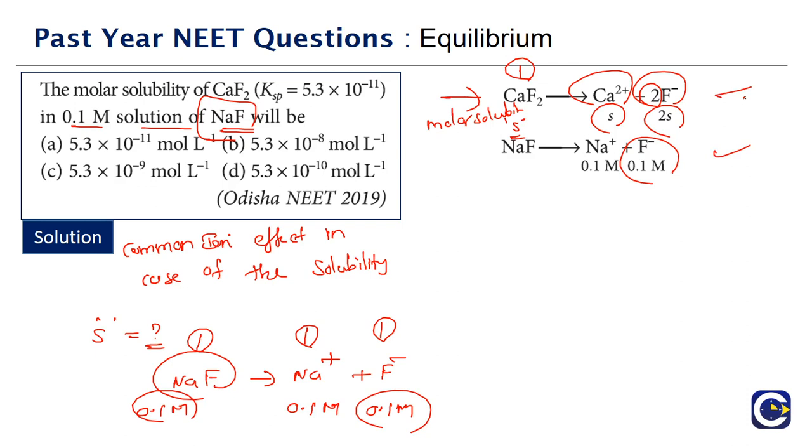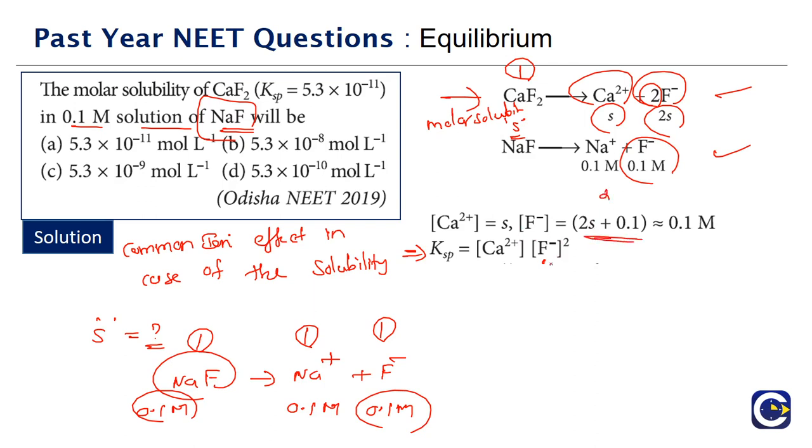So if you look at the solubility product expression for CaF2, the Ksp value is equal to the calcium ion concentration into fluoride ion concentration power 2, because as per this expression, what is the numerical coefficient for the fluoride ions? 2, hence the power becomes 2. But here, since we have a common ion, fluoride ions are common ions. Calcium 2 plus ion concentration is S only, but fluoride ion concentration will be equal to what?